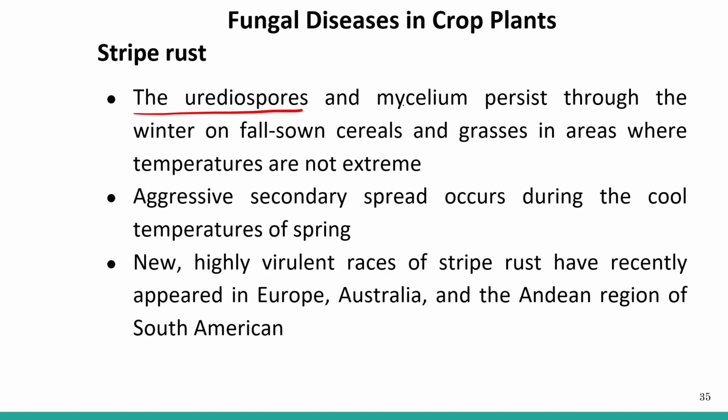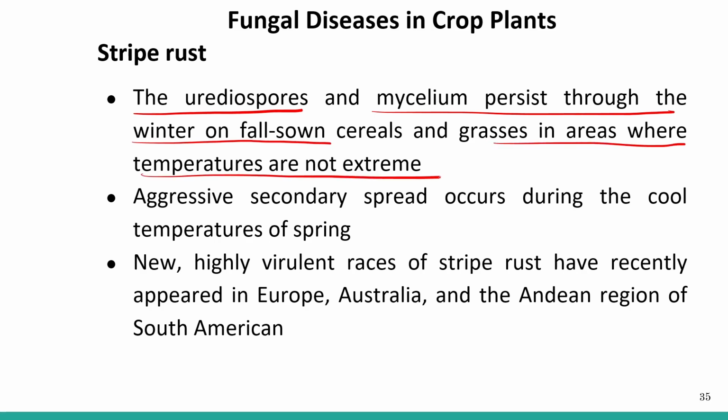The urediniospores and the mycelium persist through the winter on the fall-sown cereals and grasses in areas where the temperatures are not extreme. So these urediniospores and the mycelium persist through the winter on fall-sown cereals and grasses in areas where the temperature is not extreme. Aggressive secondary spread occurs. So after the primary spread, there is a secondary spread, meaning it can infect the new crop of wheat, and it occurs during the cool temperatures of the spring.